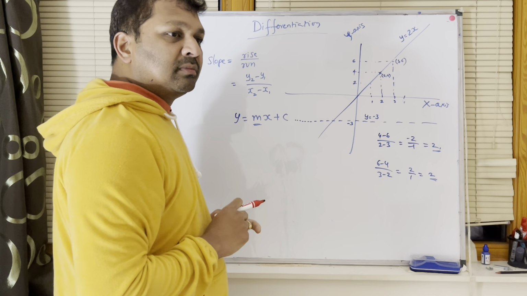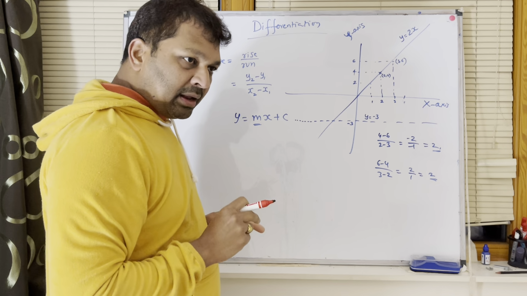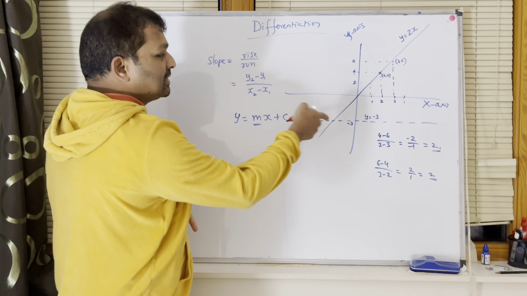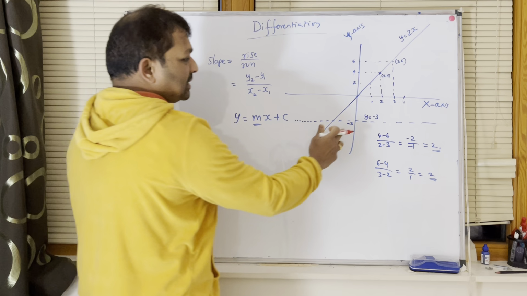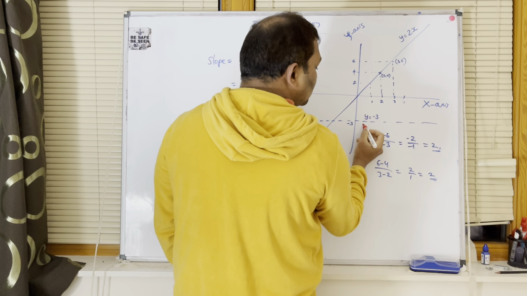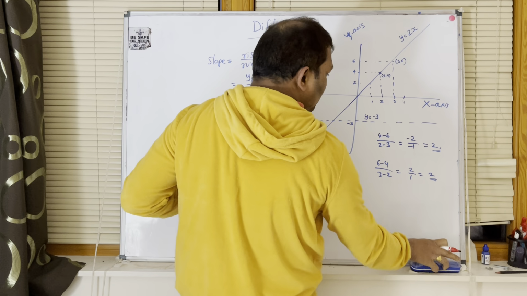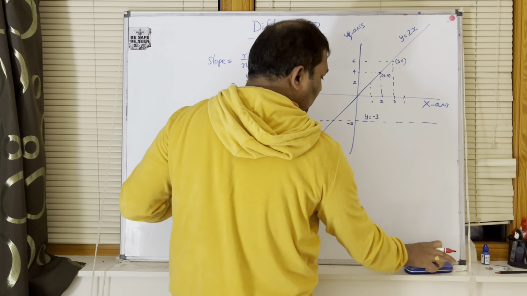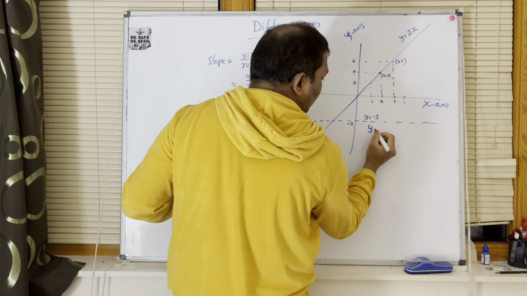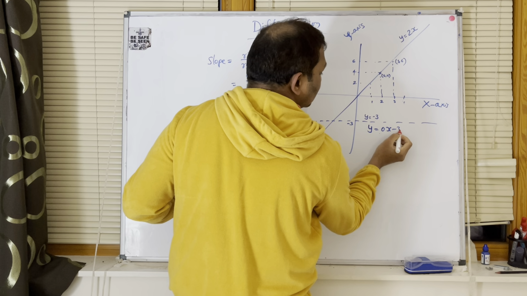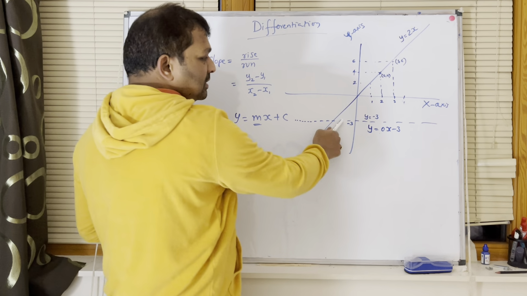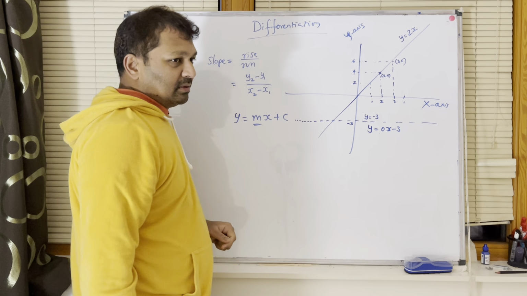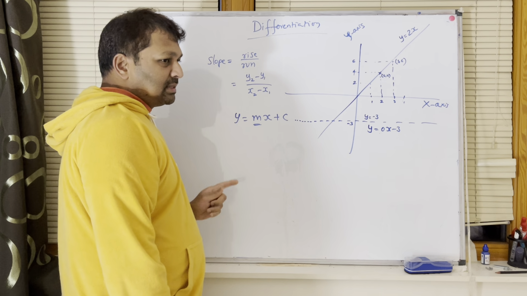The slope is zero. Correct. So it is 0x minus 3. This is the line equation. Alternatively, you can write the same line equation as y equals 0x minus 3. Isn't it? What is the slope of this one? 0. Because what is m here? 0. Okay, this is a straight line equation.